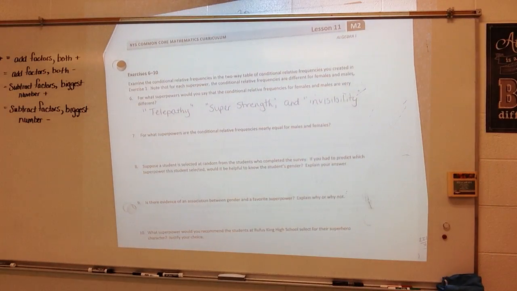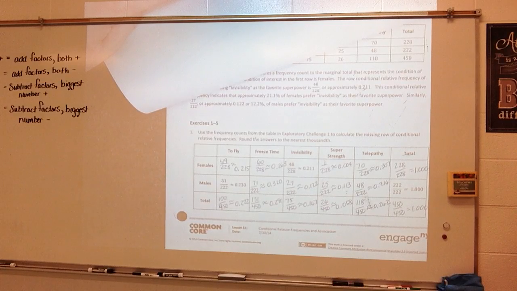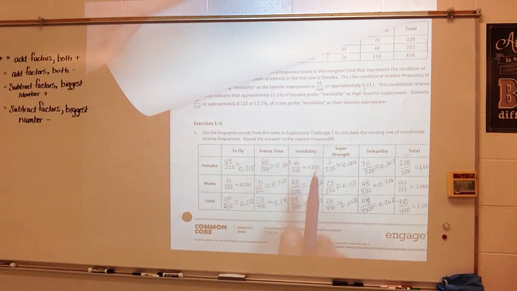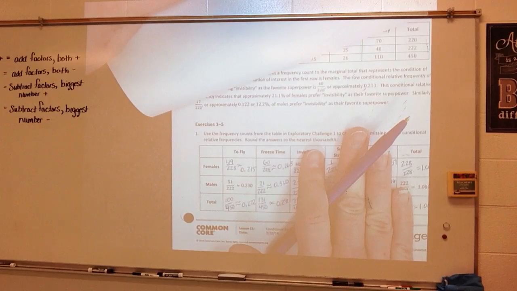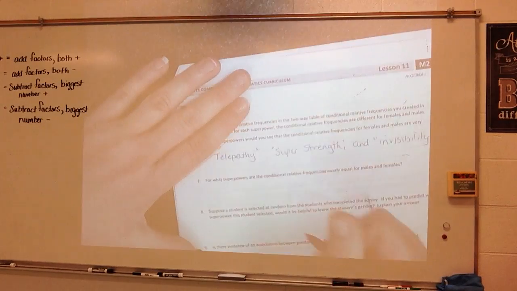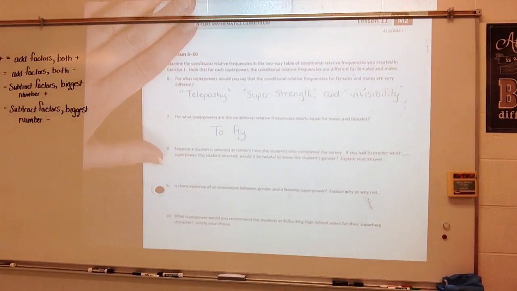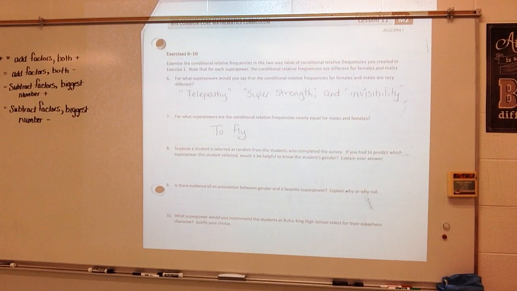For what superpower are the conditional relative frequencies nearly equal for males and females? Well, let's look. Which one's nearly equal? If you look at this, we've already said these three have a noticeable difference. The only one that's closest to being equal is fly. It is almost equal.